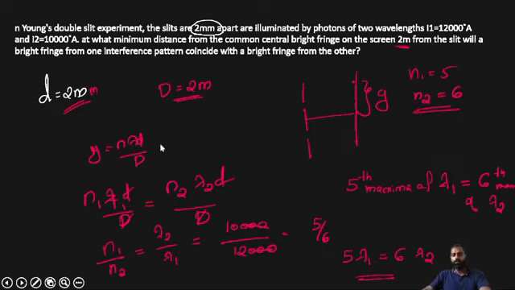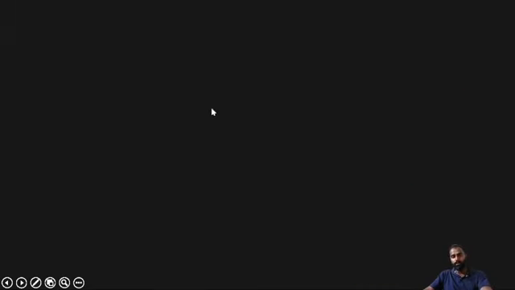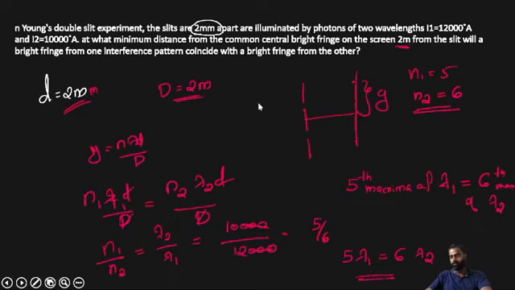The thing is, we just equate the y. If you want something to coincide, then the y should be the same. If y should be the same, then we can equate the y equations. Then we can get a ratio of lambda 1 by lambda 2. From this, we can find anything.